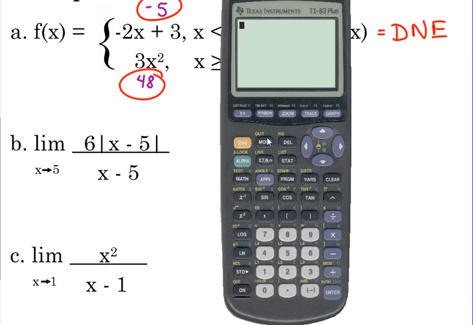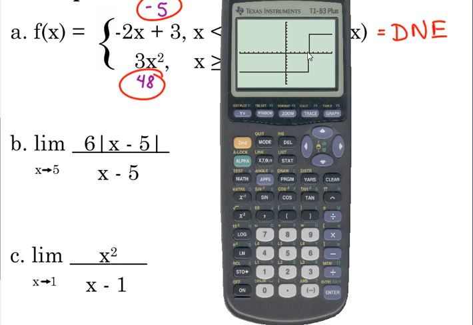So let's look at our calculator to see what's going on with this function. So we need to put parentheses around the entire numerator: 6, absolute value, math, num, ABS, x minus 5. Close the parentheses on the absolute value, close the parentheses on the numerator, divided by, got to put parentheses around the denominator, parentheses x minus 5. Okay? So we are going to look at this function as we are approaching 5.